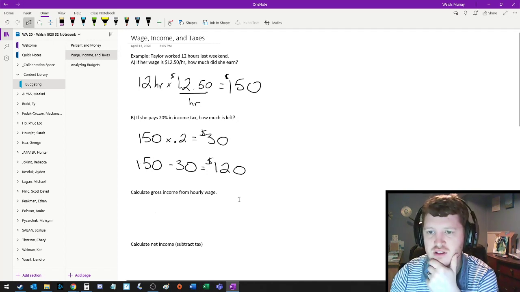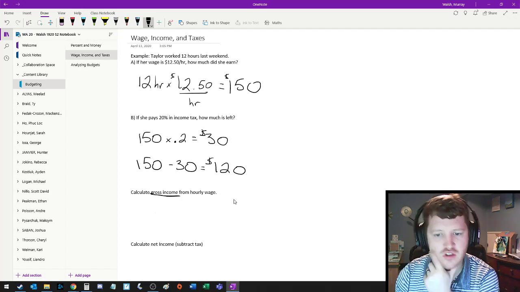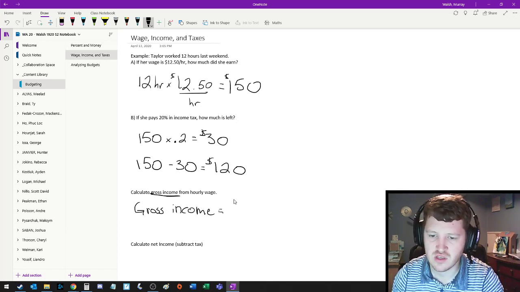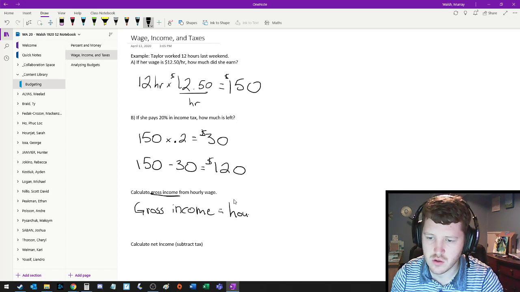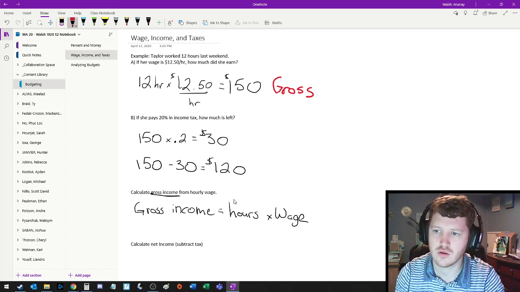If we think about these things, we have some words to talk about them. When we first calculate the total earnings, that is referred to as the gross income. To calculate the gross income from a wage, it is equal to your hours multiplied by your wage, or your wage multiplied by your hours. Hours times wage gives you your gross income. So this was the gross income.